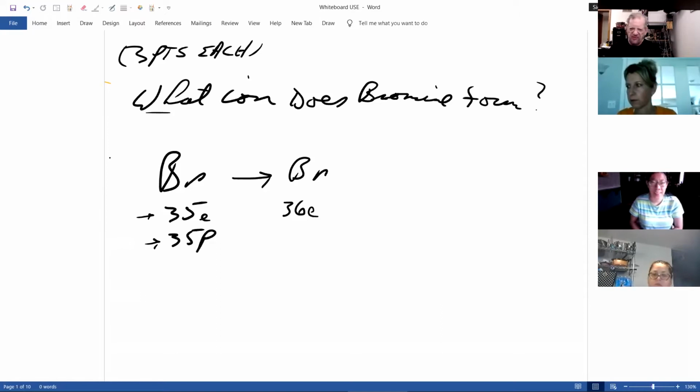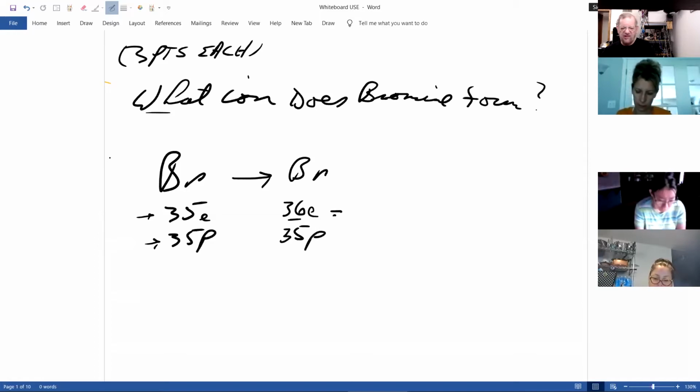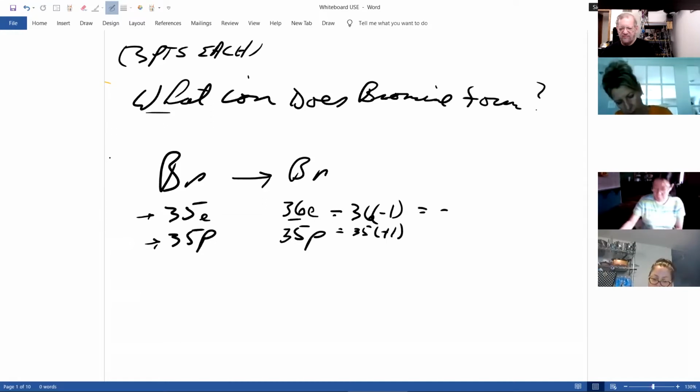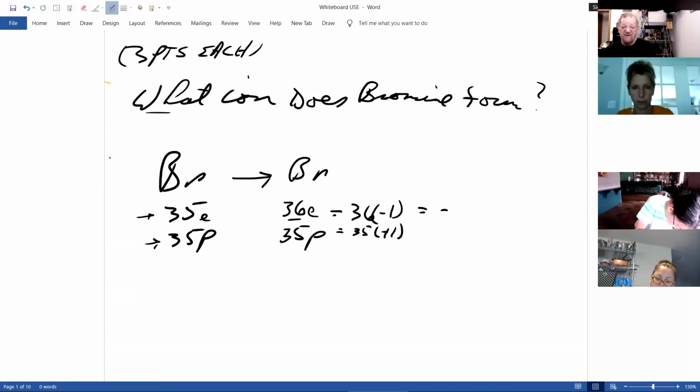All right, let's do this. Bromine wants to have the same number of electrons as the nearest noble gas, an octet, 36, but it will not lose any protons. Each electron, -1. Each proton, +1. Do the math. -1 times 36 is -36. +1 times 35 is this. Add it up, you get -1. How do you show that? By a minus sign. And the answer would be this.